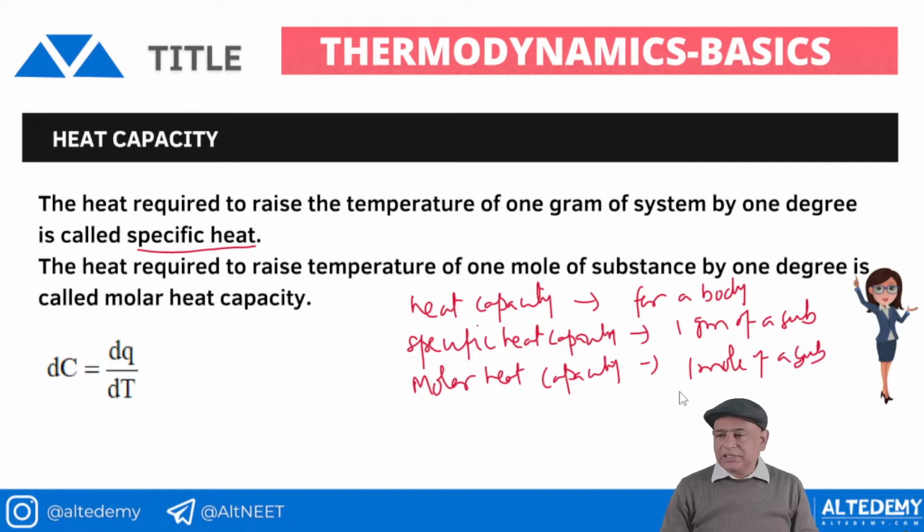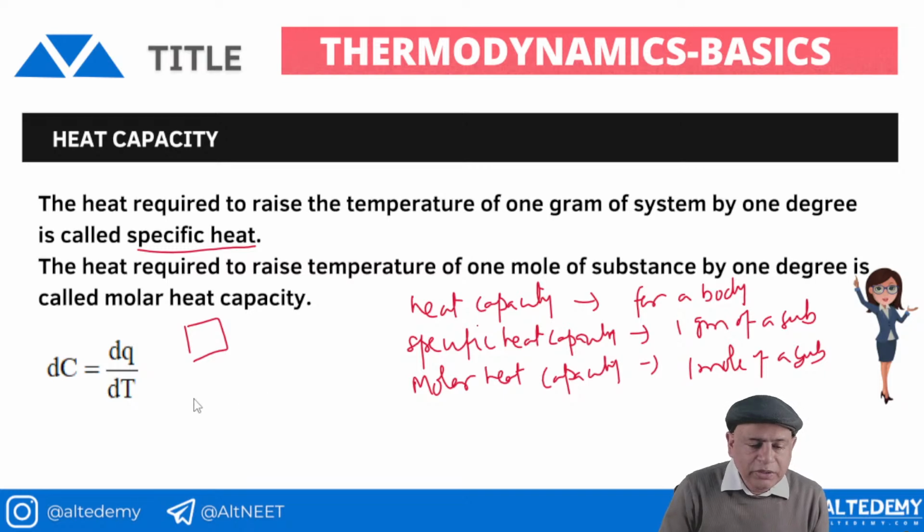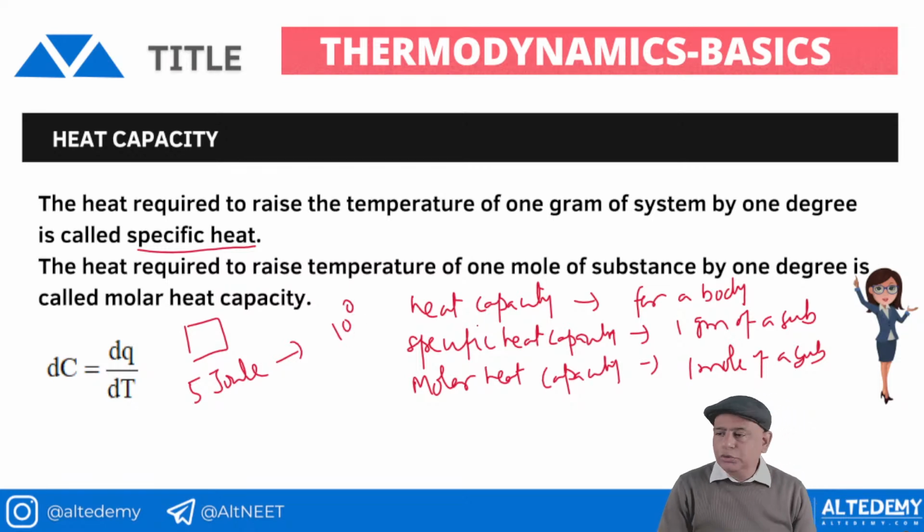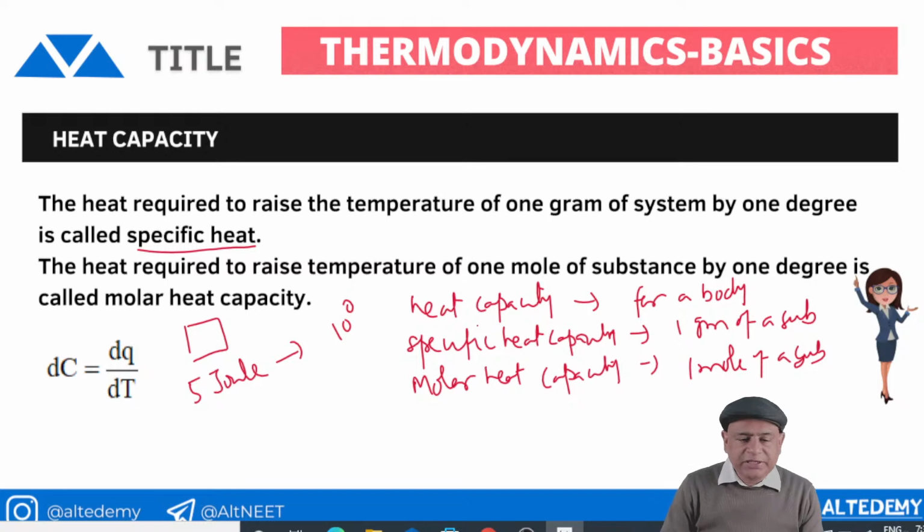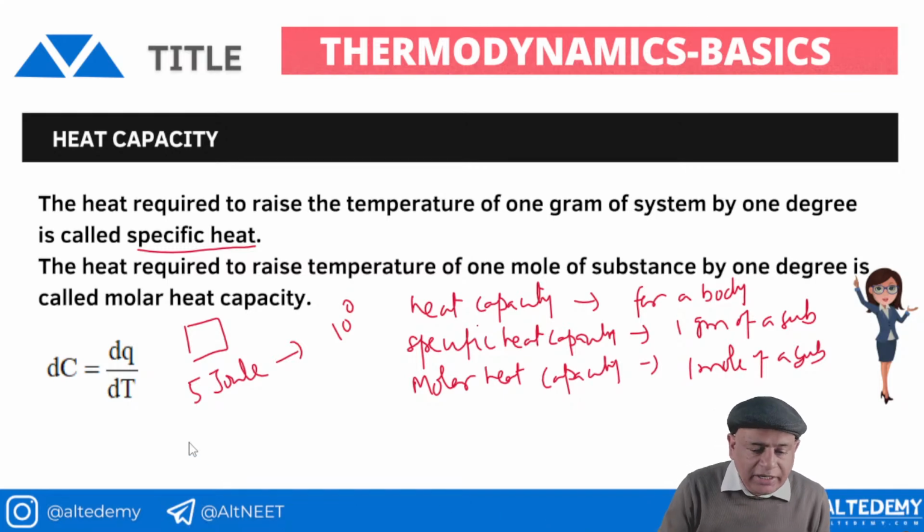And this is basically the amount of heat required to raise the temperature by 1 degree centigrade. Let us suppose there was a body like this body. You use 5 joule of heat to raise its temperature by 10 degree, let us say. You use 5 joule of heat and its temperature changed by 10 degree centigrade. If we are interested in finding the heat capacity, then we have to understand that for changing 10 degree, 5 joule is required. For 1 degree, 5 joule by 10 will be required.